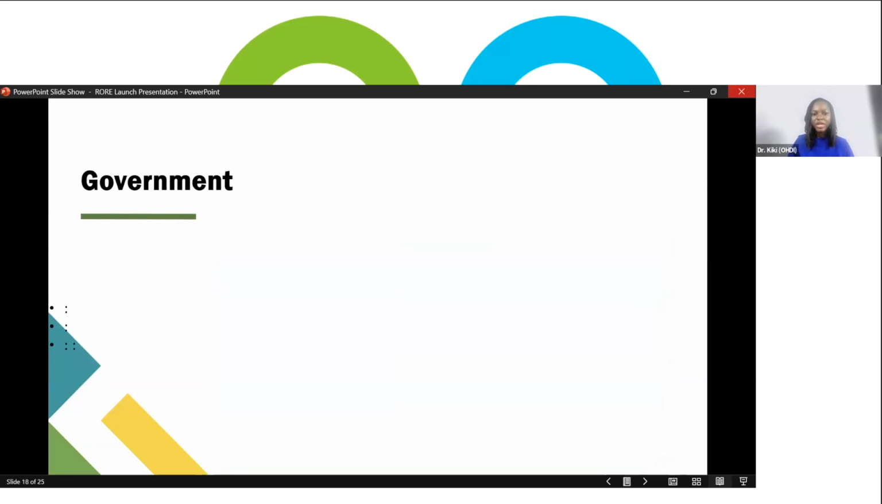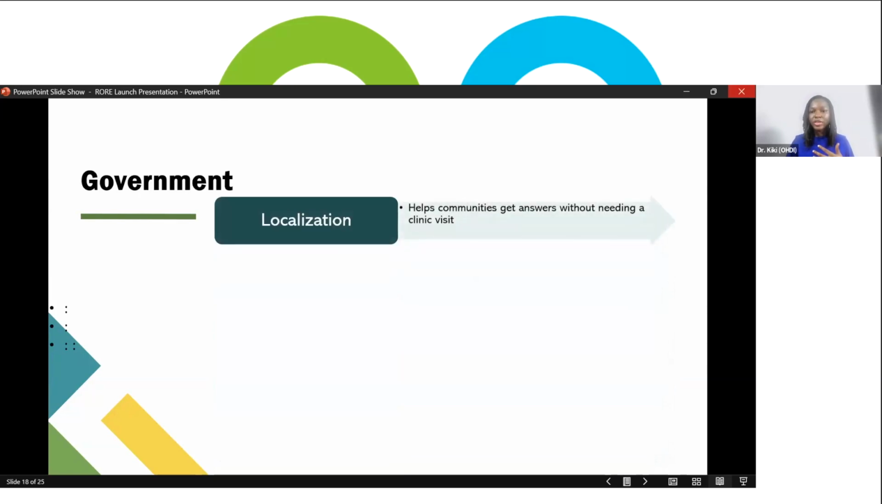Now, for government agencies, how can Rore help? Rore can help with localizing information. If, for example, there are some interventions you are doing that require health information, you can help communities get answers. It can act like a first line of information before referring people to visit a clinic. Some people just need information, like, oh, my wrist is paining me, what could be wrong? Or I have a sore, what could be wrong? Not everything requires you to visit a clinic, but at least that first line of quality, reliable information, and the ability to speak to a professional immediately, is what can also happen with Rore.